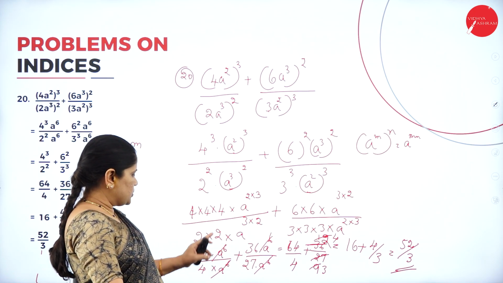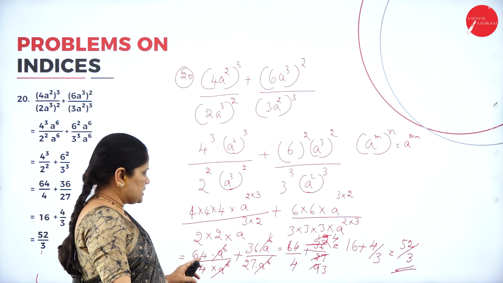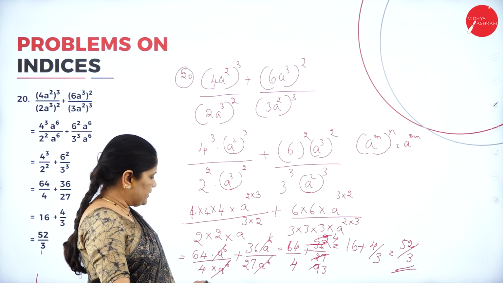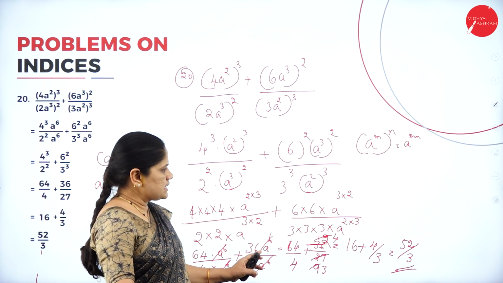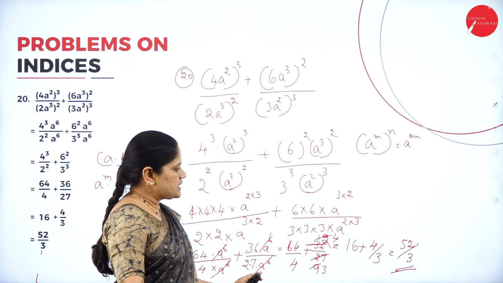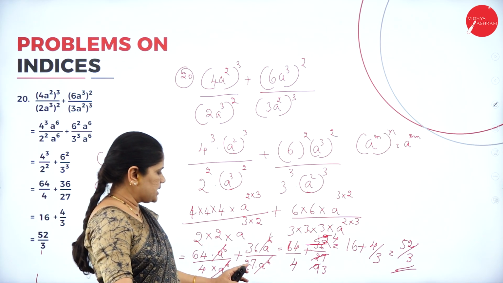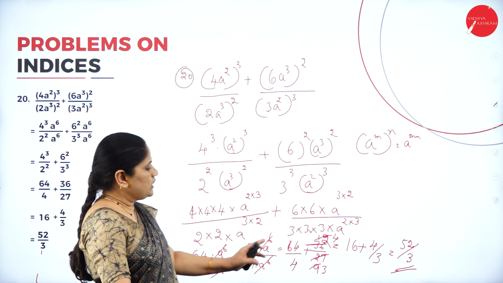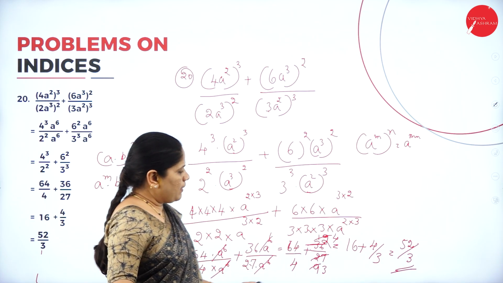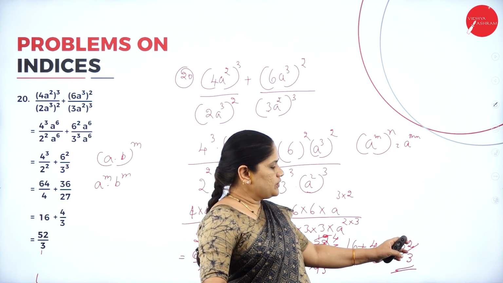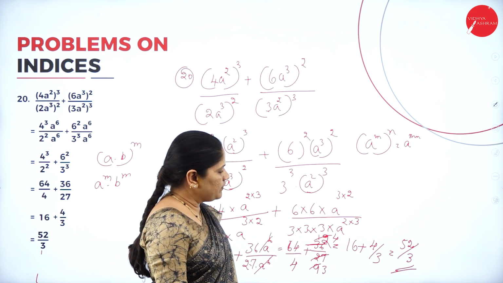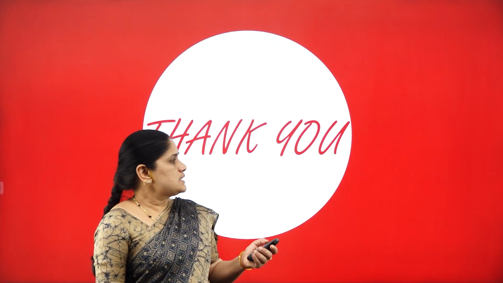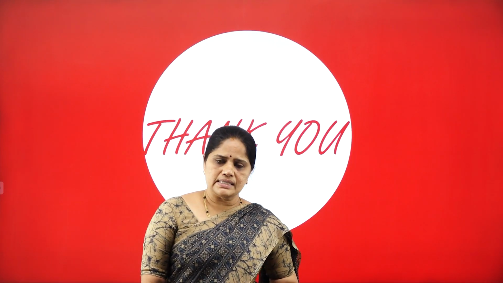So, this will be equal to 4 4s are 16, 16 4s are 64, into a to the power 6. So, 4 into a to the power 6 and again 6 6s are 36 into a to the power 6. So, 3 3s are 9, 9 3s are 27, so 27 into a to the power 6. So, when you simplify this, you will be getting 64 by 4 plus 36 by 27, which is 16 plus 4 by 3. If you simplify this, you will be getting 52 by 3. So, this is the answer. Hope you have all understood this session on problems on indices. Thank you.